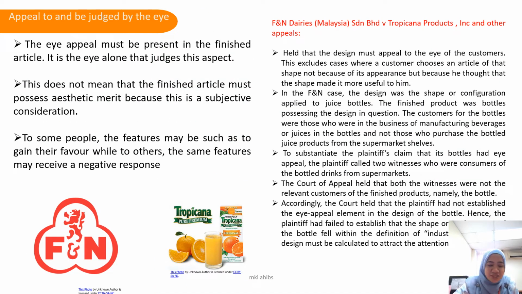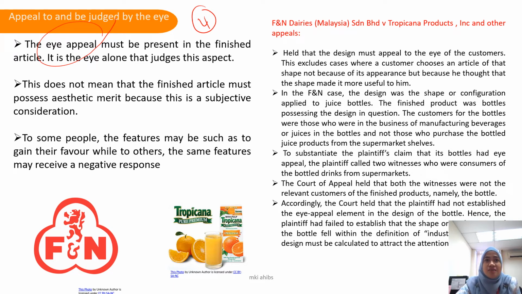Okay, the fourth element is it must be appealed to and adjudged by the eye. Ini yang keempat from the definition itself. So eye appeal must be present in the finished article. It is the eye alone that judges the aspect. So there must be eye appeal. If there is no eye appeal, then that particular article cannot be protected under ID.